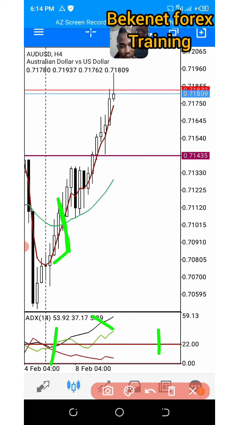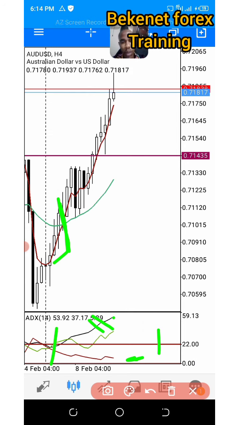Now if the red crosses the green, the green crosses the red below, and this black is below 22, leave the market. You're going to kill yourself. You're going to blow your account. Leave the what? Market. The market is not trending. This is the final key to it. If the black is above 22, it is a go, trending market.